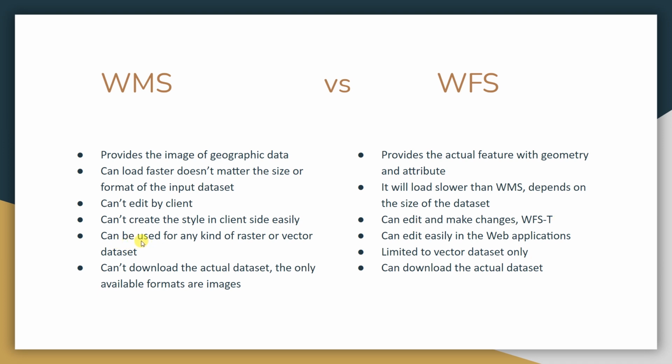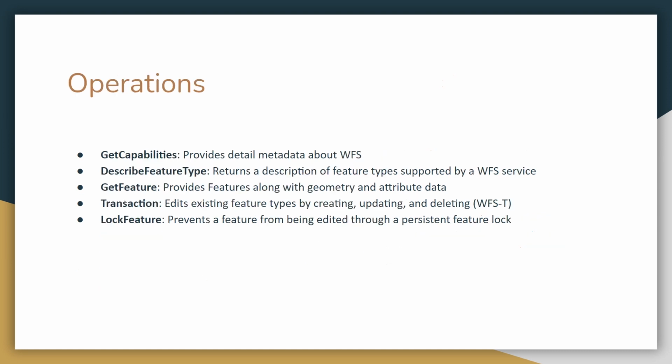And the difference is that WMS can be used for any kind of raster or vector dataset, because it's an image. But in the case of WFS, it's the feature. That means we cannot get the feature from a raster dataset. It's only available for vector datasets. And with WMS we cannot download the actual dataset. The only available formats are images. In WMS we get only the image, but in the case of WFS we can get the actual dataset. So these are the most common differences between WMS and WFS.